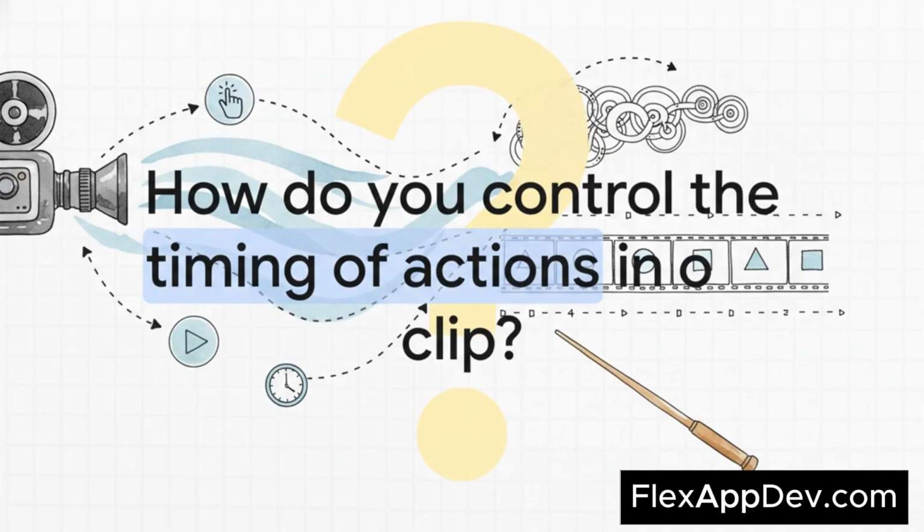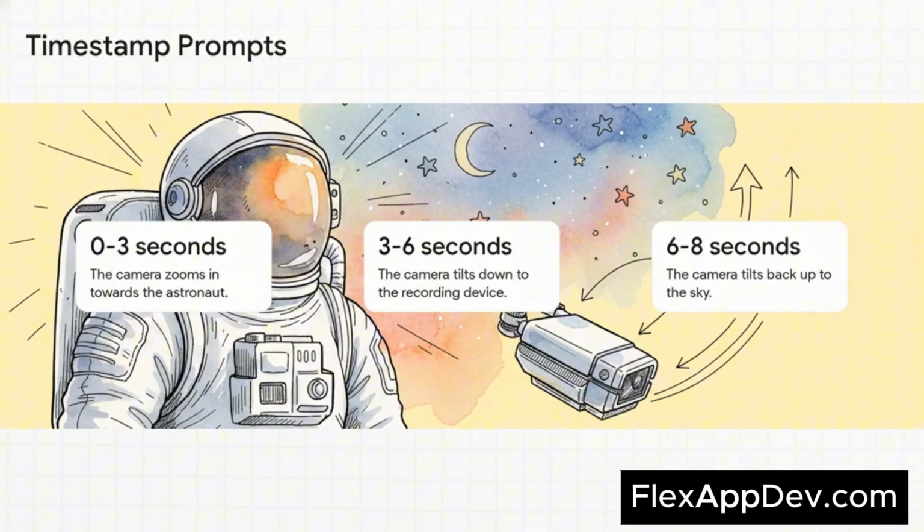Okay, cool. So we can control the camera's movement now. But what if you want multiple things to happen in a very specific order, all within a single clip? How do you direct a whole sequence of actions? This is where timestamp prompts come into play. Check out this example. You can literally break down a single clip into a shot list. From 0 to 3 seconds, the camera zooms in. From 3 to 6 seconds, it tilts down. It's like you're handing the AI a storyboard, giving you this incredible, precise control over every single second of the action.